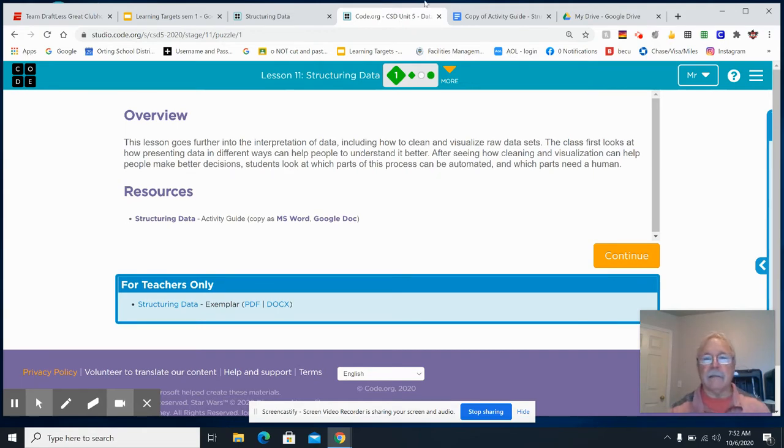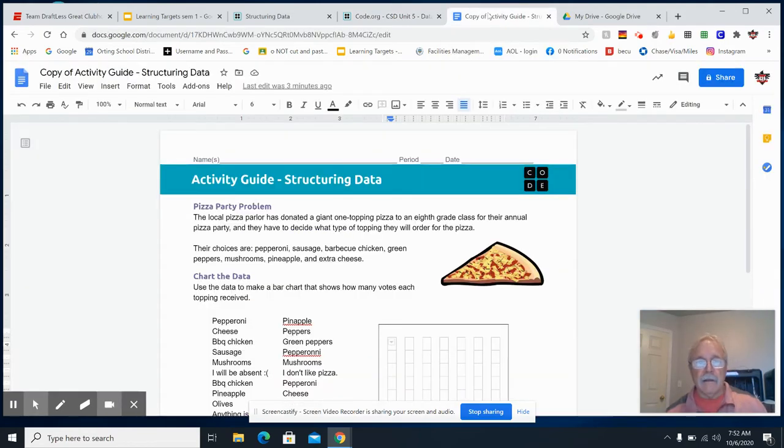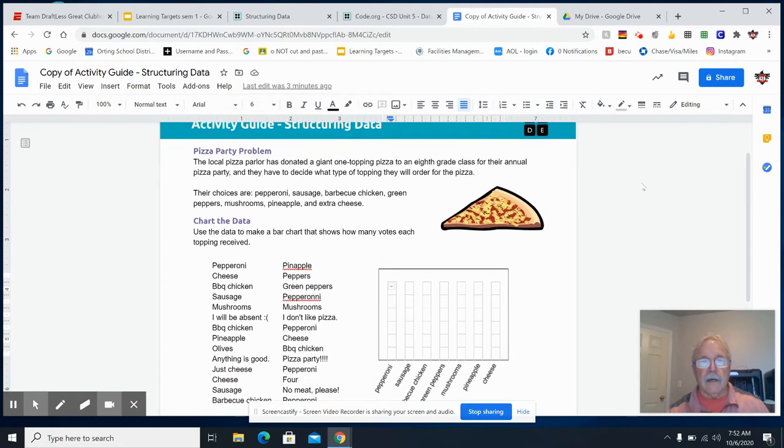Okay, in our activity guide, let's go ahead and go over to the activity guide. We have a pizza party. In this pizza party, we have a pizza problem or a party problem. The local pizza parlor has donated a giant one-topping pizza to an 8th grade class for their annual pizza party, and they have to decide what type of topping they would like to order. Their choices are pepperoni, sausage, barbecue chicken, green peppers, mushrooms, pineapple, and extra cheese.